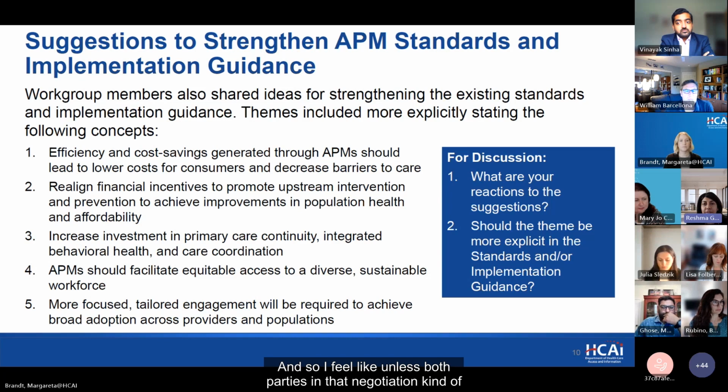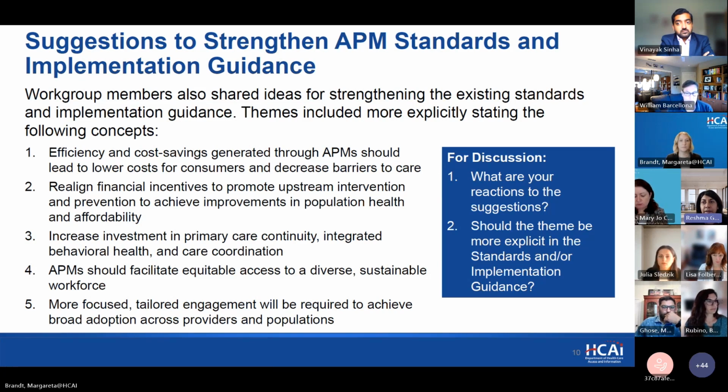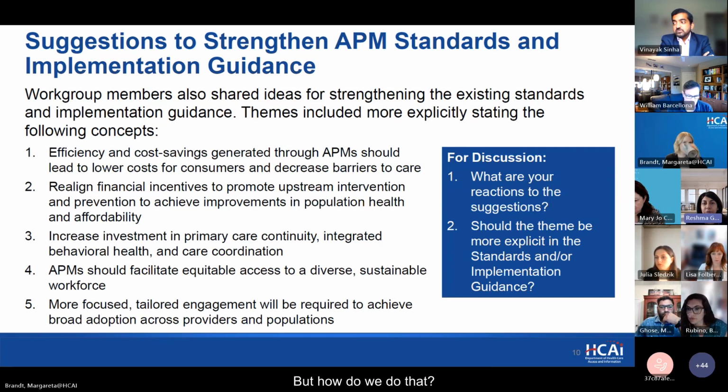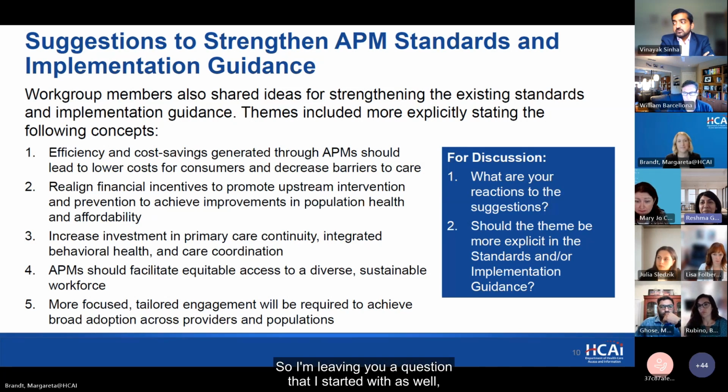And so I feel like unless both parties in those negotiation discussions are prioritizing that, we're not going to see as much change in that outcome. And so this is an opportunity, I think, for California to take a bolder stand on trying to move that outcome. But how do we do that? You know, so I'm leaving you a question that I started with as well.